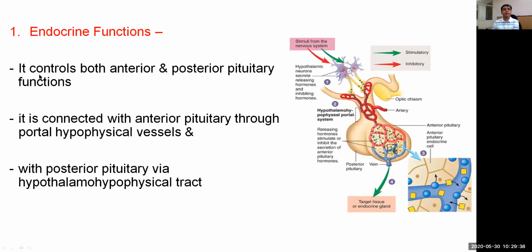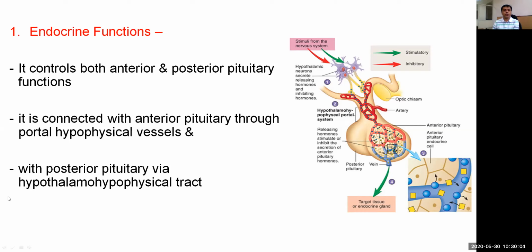Endocrine function: the hypothalamus controls both anterior as well as posterior pituitary function. It is connected with the anterior pituitary through the portal hypophyseal vessels. As we can see here, these are the hypothalamic neurons which are secreting hormones, and they are connected with the portal hypophyseal vessels. That means the releasing and inhibitory hormones are coming into these vessels.